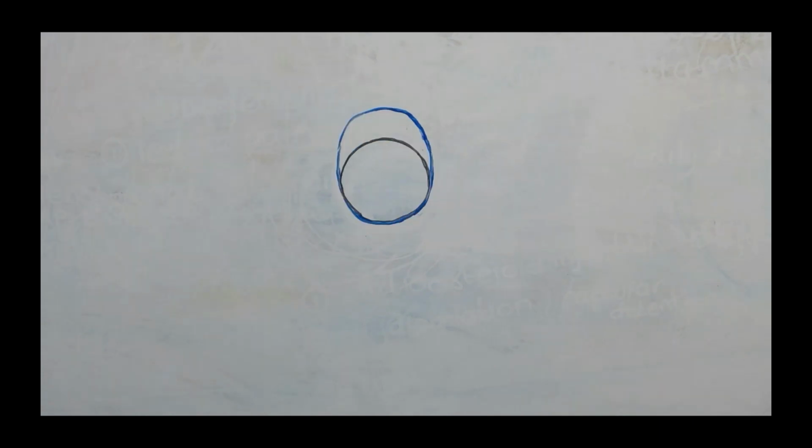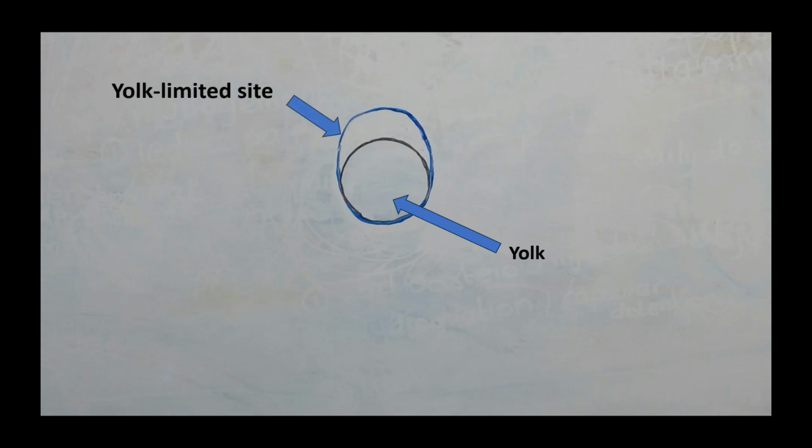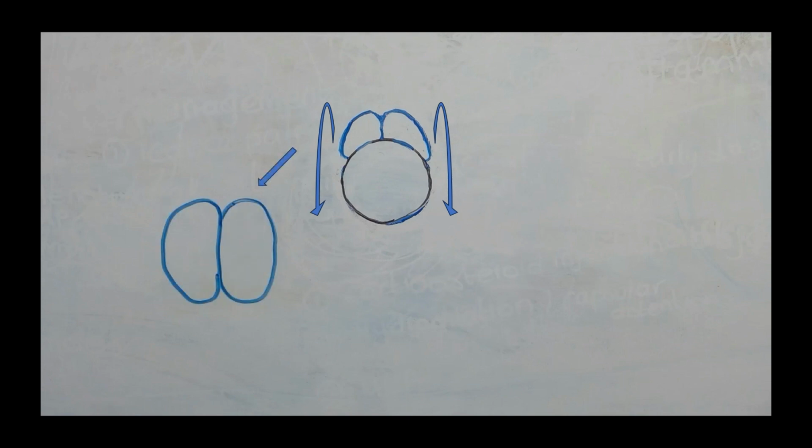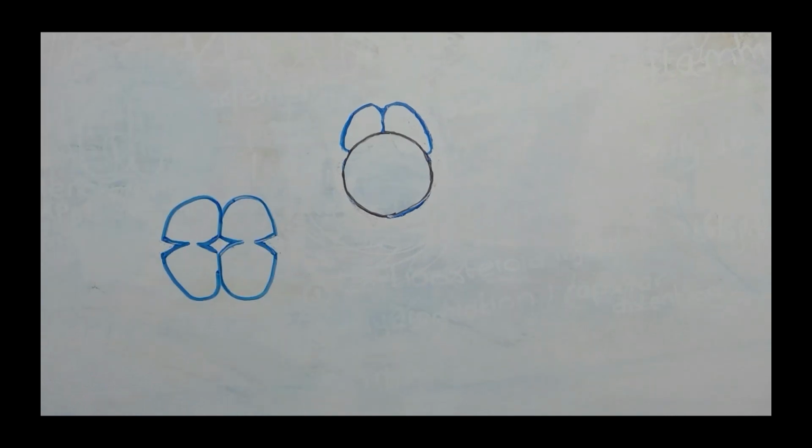The zebrafish embryo contains a high volume of yolk, which works to inhibit cleavage. Therefore, cell division occurs at the yolk-limited site. The blastodisc undergoes meroblastic cleavage at the vertical plane, which produces two blastomeres, which remain attached to the yolk. The two blastomeres are cleaved at right angles to produce four blastomeres, which still remain attached to the yolk.